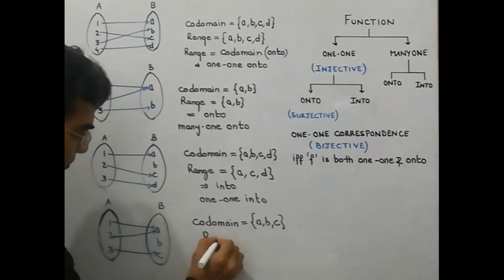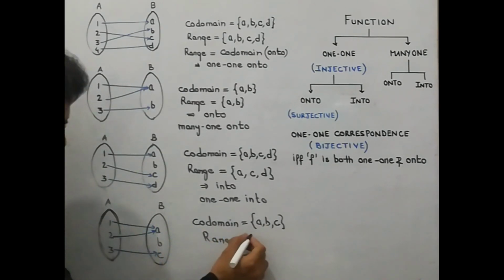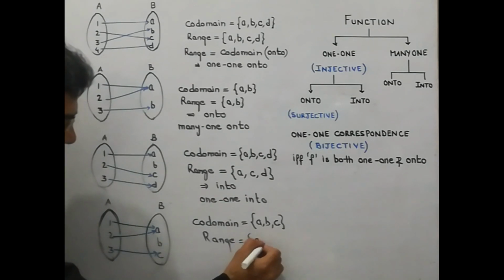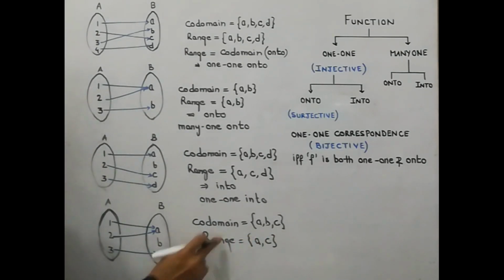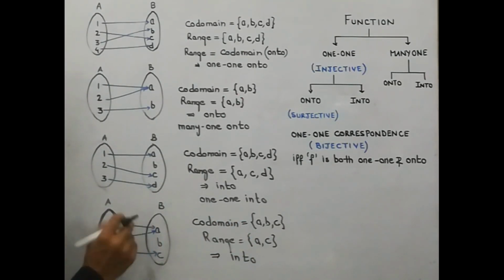But range, only those elements which have pre-image. A is having the pre-image, C is having the pre-image, but B is not having any pre-image, so this won't be counted for range. So range we have A and C. Again range is not equal to codomain, so this is into.